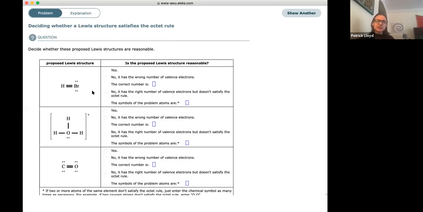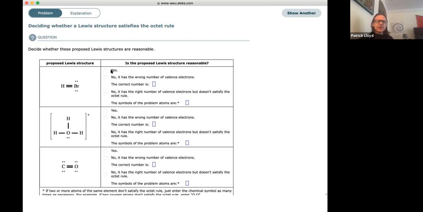Deciding whether a Lewis structure satisfies the octet rule. Now remember, the octet rule is 8, right? So now what we do is we look for hydrogen, it's the duet rule. For the nonmetals, it's the octet rule, okay? So let's take a look at the first one. Here's an HBr molecule. There's something wrong with this, but let's take a look at it. The hydrogen has 4 electrons.